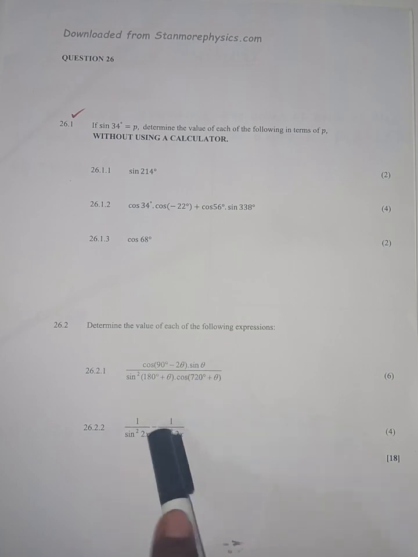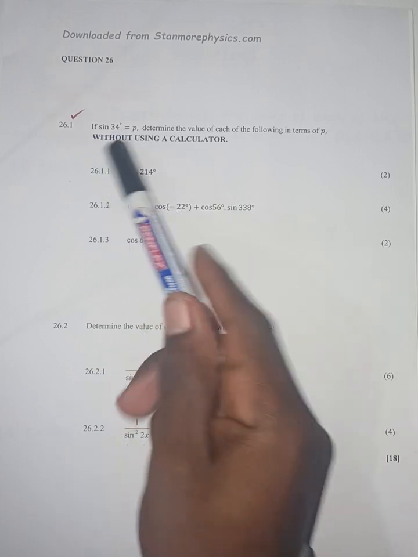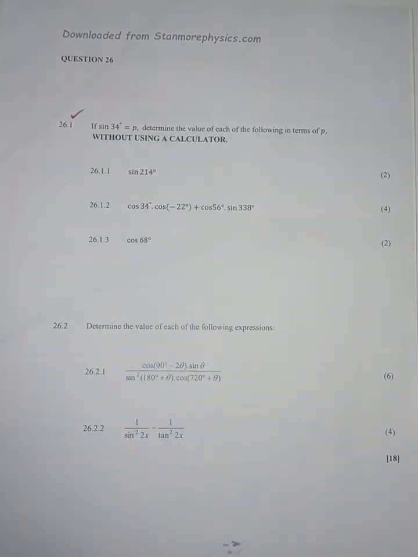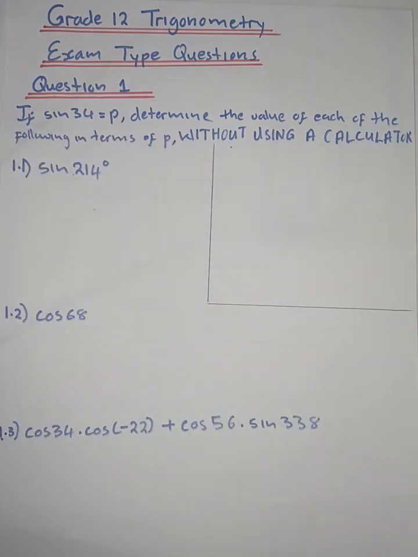Of course, I'm going to do the rest, like 26.2, in the other videos. But for today, I'm just going to focus on the Pythagoras trig type question, so I'm going to do 26.1. What I would suggest is that you pause, you try, and then you watch the solution. So this would be the paper that we're going to do.